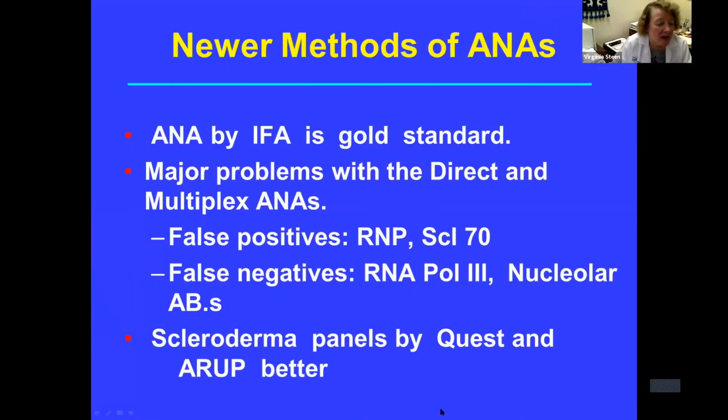So just as important, the ANA must be done by immunofluorescence as the gold standard. We've had a lot of problems with the direct ANA and the multiplex ANAs. They give frequent false positives. U1-RNP and SCL70 are some of the most common false positives. And we as rheumatologists frequently have false positive SCL70s.